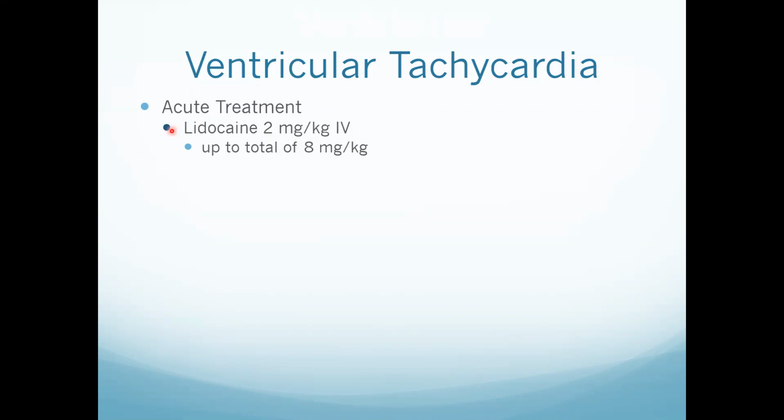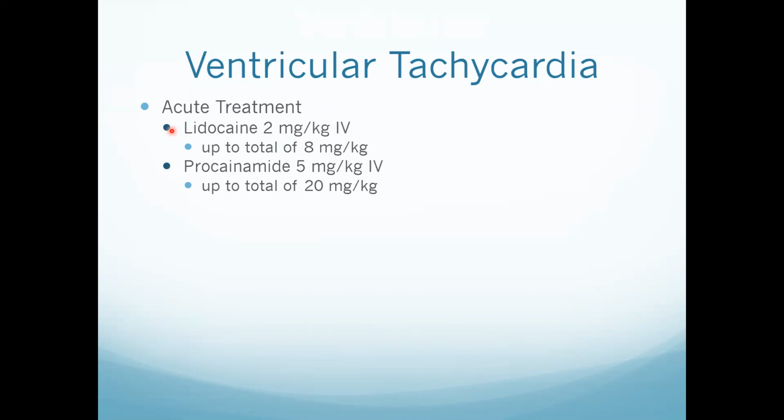Typically, I wouldn't use lidocaine as a first line dose in cats. I'd usually leave it for like second or third line, simply because of the higher risk of neurologic side effects in cats. And when I do it in cats, I would use only a much lower dose, so like a 0.5 to 1 mg per kg, and just titrate it slow IV to effect.